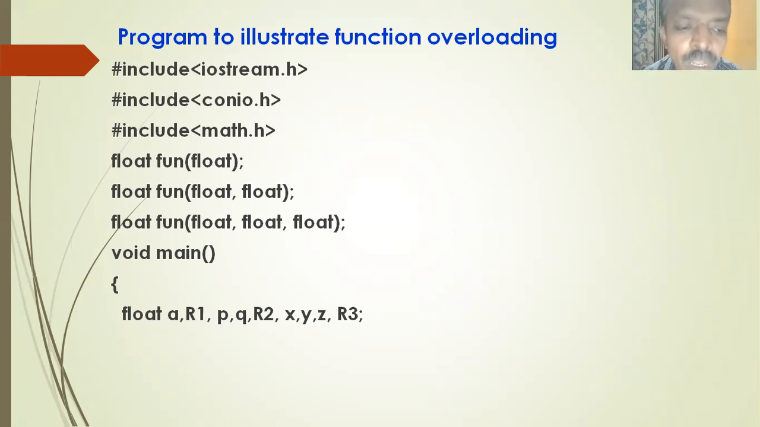Next, void main. For the first one, input is 1 and output is 1. So A is the input and R1 is the output. A is the number you have to give as an input for the function fun, and R1 stores the square root of that number. For the second format, the inputs are P and Q, and R2 is to store the sum of P and Q. In the last case, the arguments are X, Y, Z, and R3 is to store the biggest among the three numbers X, Y, Z.